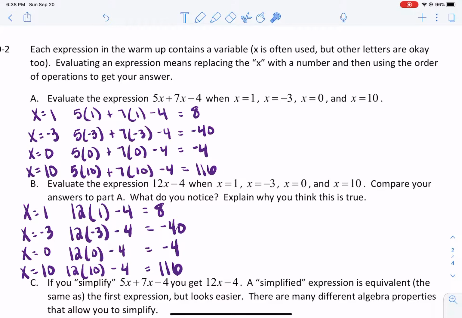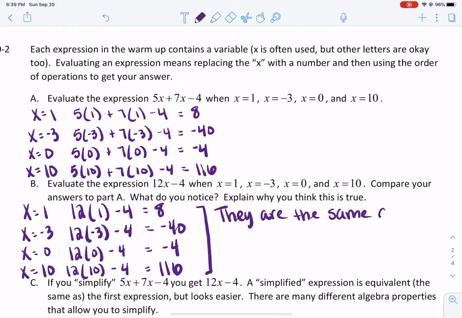Explain, or what do you notice, and then explain why you think that that's true. So what you should notice is that these are the same answers as in part A. They are the same answers, right? But why?